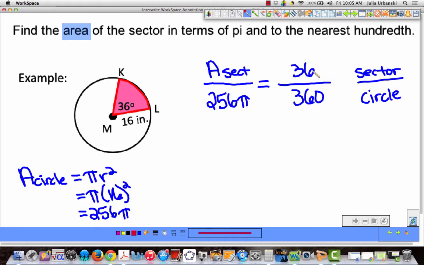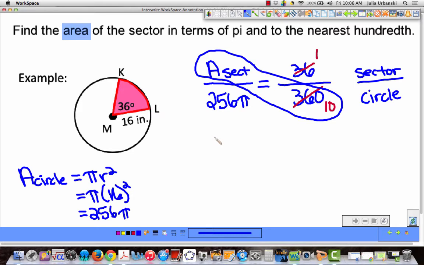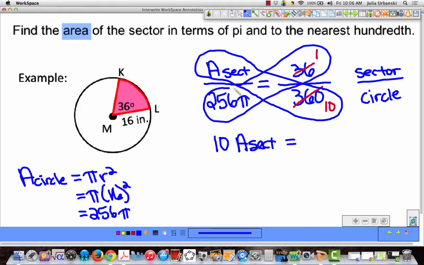So here, if I divide by 36, I get 1. And also if I divide the bottom by 36, I should get 10. Those numbers are going to be easier for cross multiplying. So I multiply the area of the sector times 10, and I get 10 times the area of the sector that we want, equals 256 pi times 1.